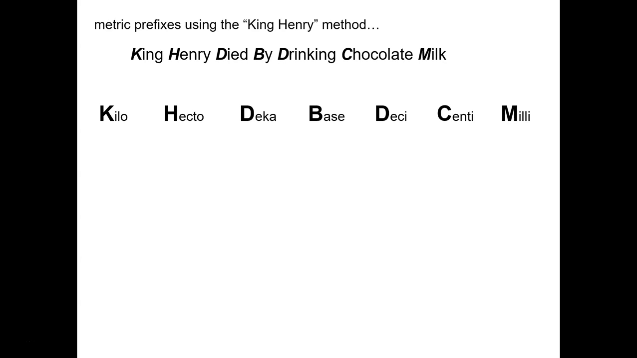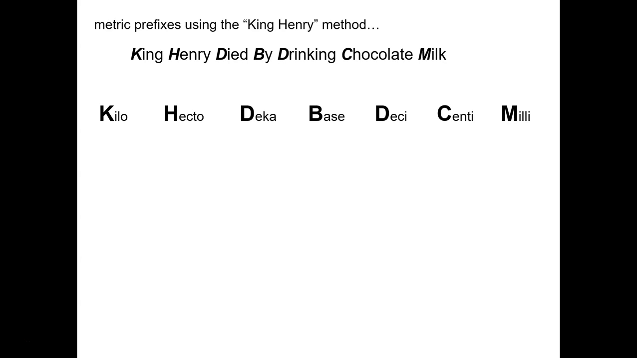So those are the prefixes, but it's hard to remember kilo, hecto, deca, base, deci, centi, milli. It's easier to remember King Henry died by drinking chocolate milk. Now, if you don't like that phrase and you have something else you want to use, go for it. Doesn't matter. Okay? All right.